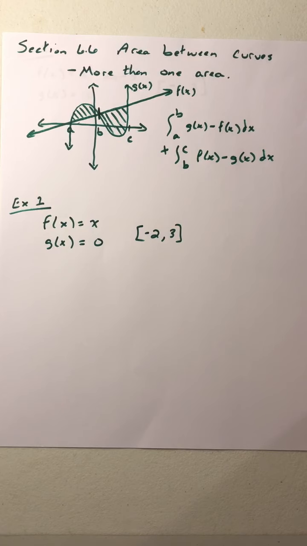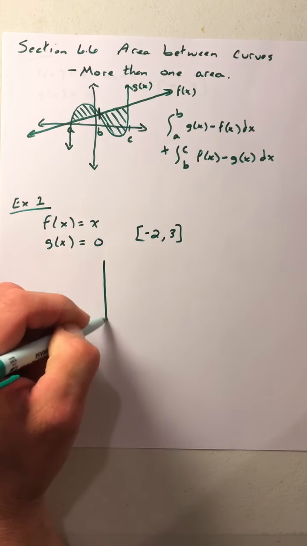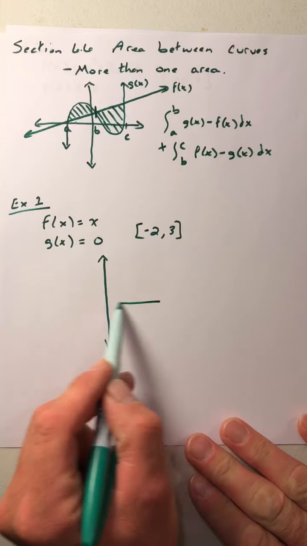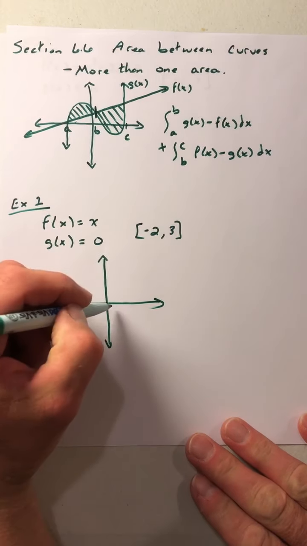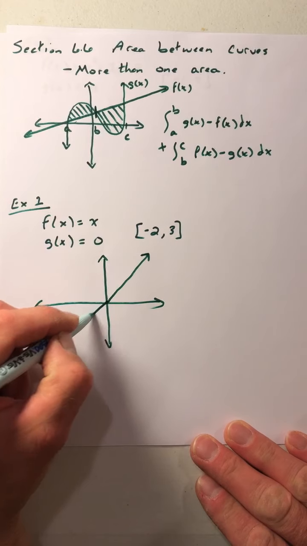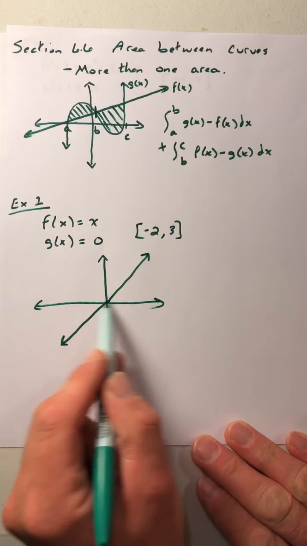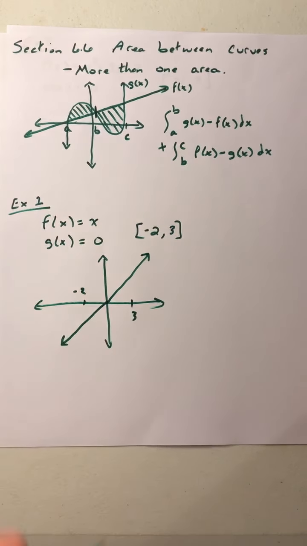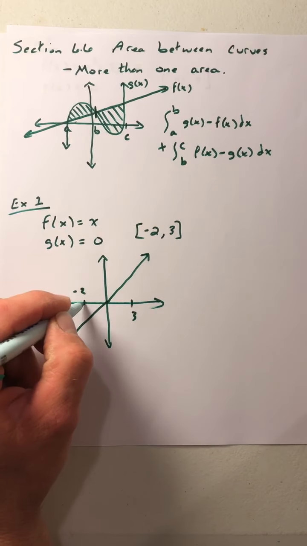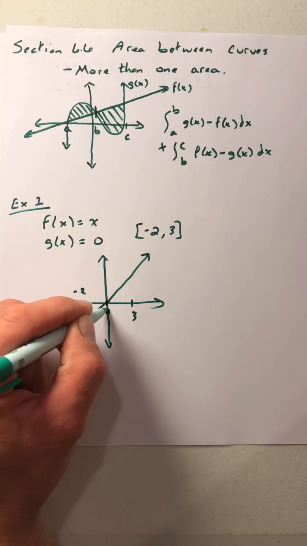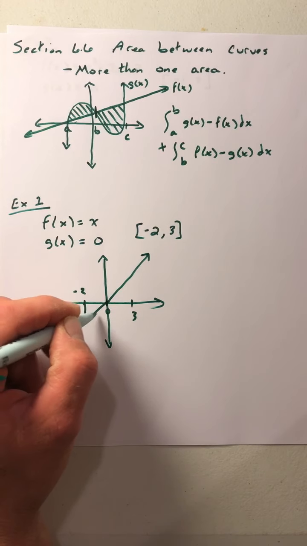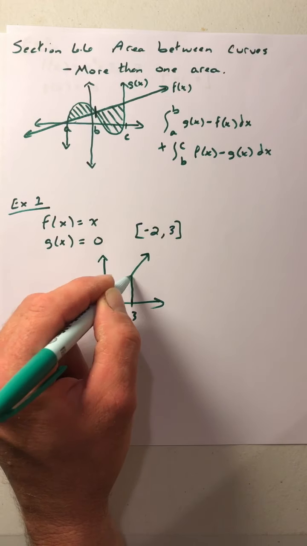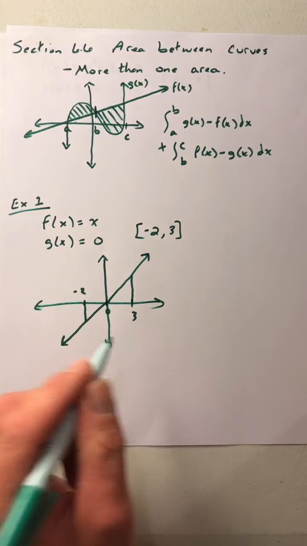Example 1 is going to be f of x equals x and g of x equals 0. We're back to the x-axis. So f of x equals x is a linear function, a nice diagonal there. g of x is 0, which is the x-axis. But we're going from -2 to 3. So hopefully we see that from -2 to 0, our top curve is g of x, our bottom curve is f of x, but from 0 to 3, that switches. Our top curve now becomes f of x, and our bottom curve is g of x.